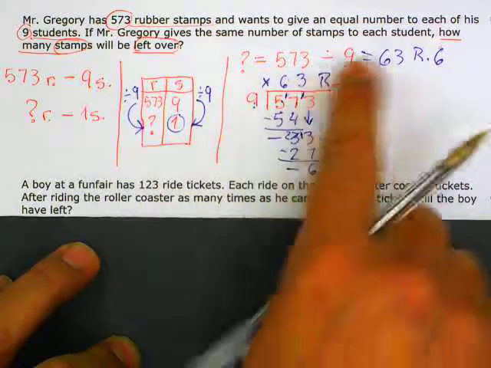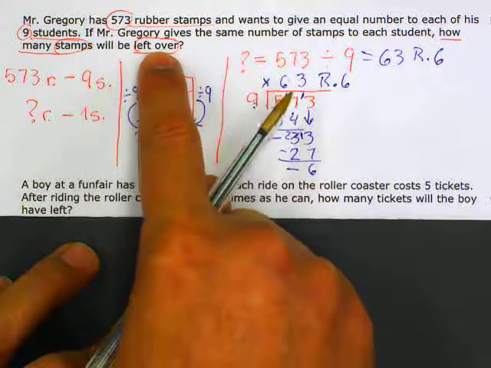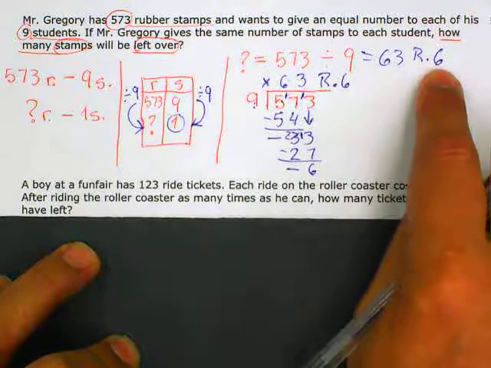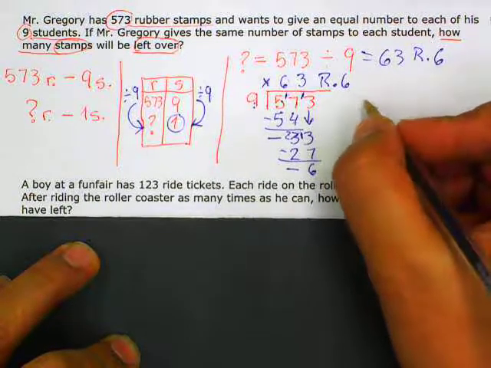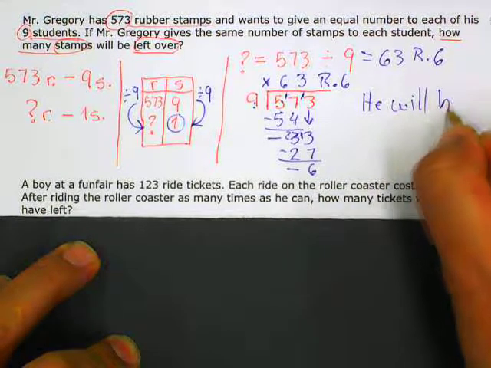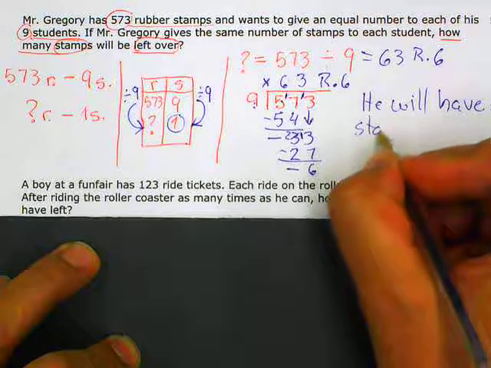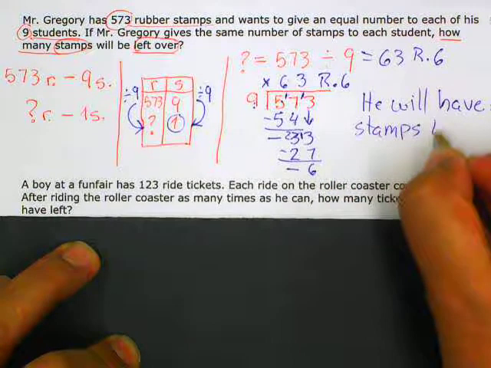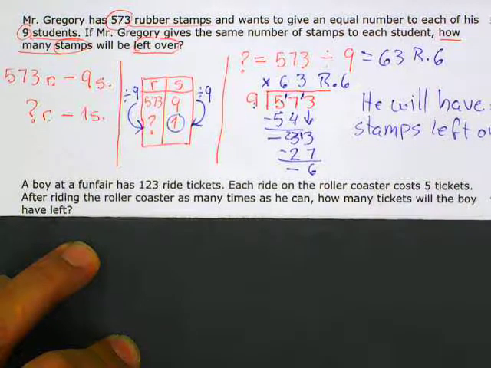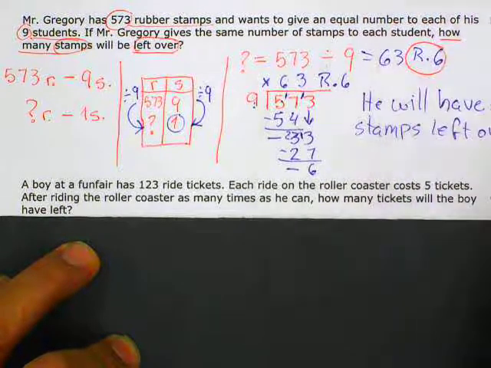The question says, how many stamps will be left over? So it's 6. He will have 6 stamps left over. So in this problem, they were asking me only for the remainder.